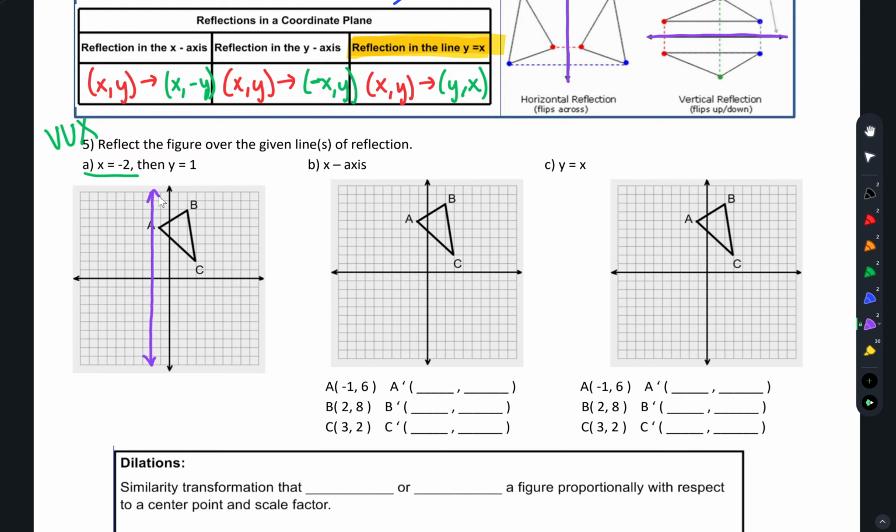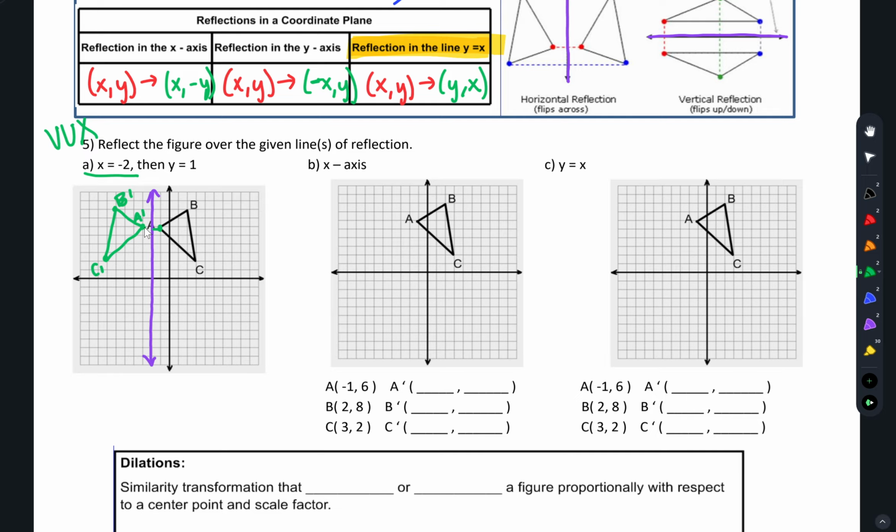And now I am going to flip that triangle ABC across my line of reflection so that every vertex is the same distance away from my line of reflection. So A is 1 space away from my line of reflection, so A prime will also be 1 space away. Same with B. It is 4 spaces away, so B prime will be 4 spaces away. C is 5 spaces away, so C prime will also be 5 spaces away.